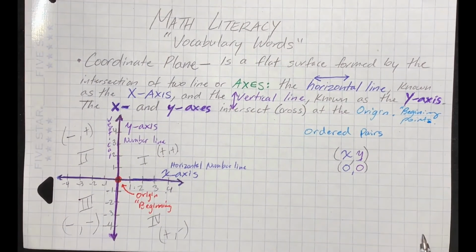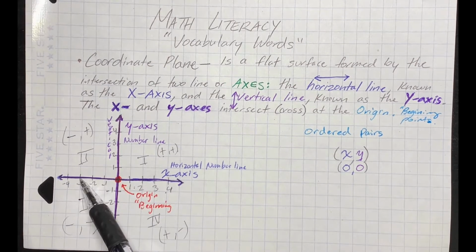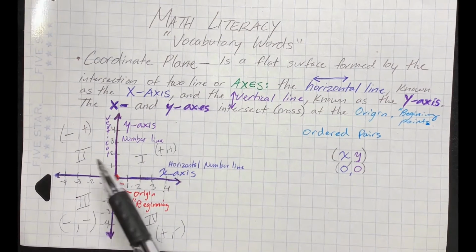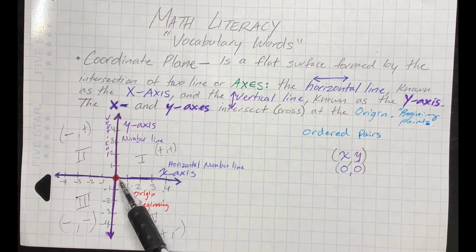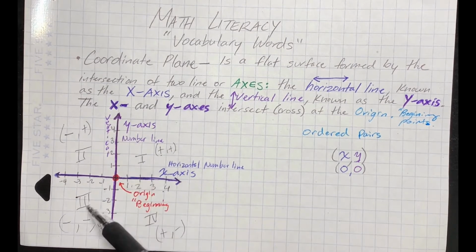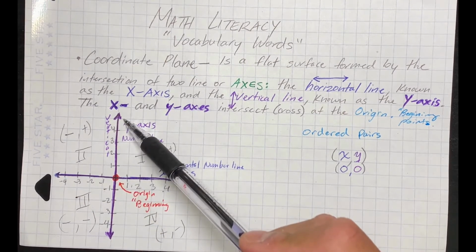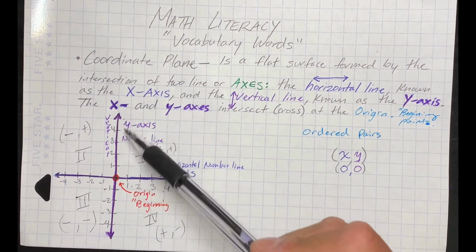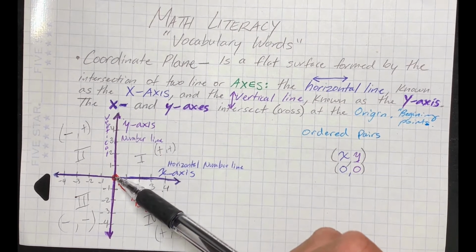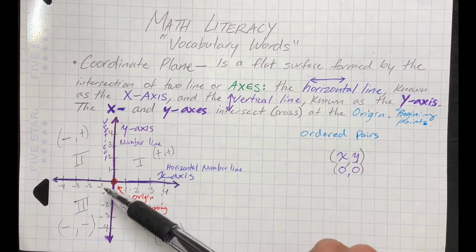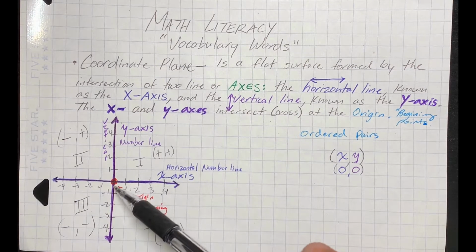All right. If your x-coordinate is positive, you move right from the origin. If your x-axis is negative, you move left from the origin. Okay, so if the x-coordinate is 0, then you stay at the origin. Again, if your y-axis, your vertical number line, is positive, you move up from the origin. If your y-axis is negative, you move down from the origin. And if your y-coordinate is 0, you stay at the origin.